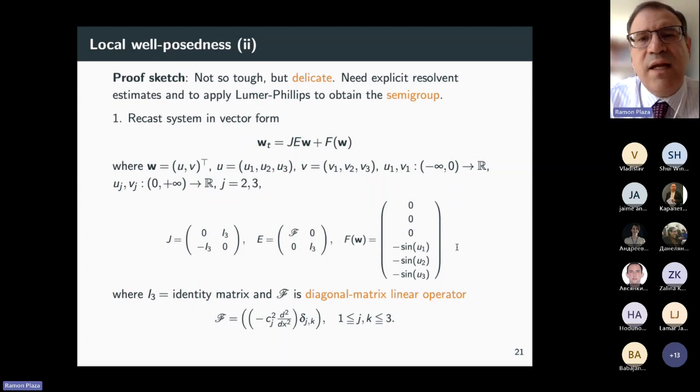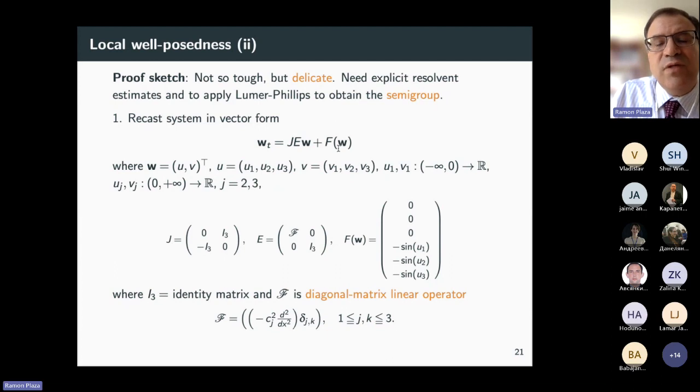And these details are actually an explicit characterization of the resolvent and a direct application of the Lumer-Phillips theorem in order to obtain the semigroup. So you recast the system in vector form. Because of the structure of the equation, you can write it like this: a symplectic matrix applied to this operator E.